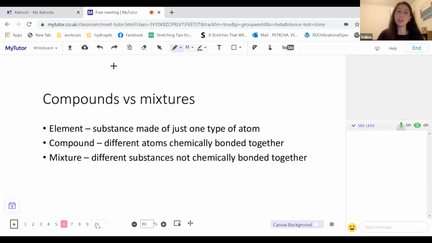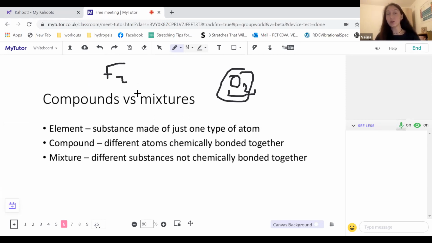So compounds versus mixtures. Firstly, let's just talk about what an element was. An element is a substance that's made up of just one type of atom. So if we had oxygen, O2, although we've got 2 oxygen atoms in our molecule, it is not a compound because it's just one type of atom, which is oxygen. And say, for example, fluorine as well, F2. It's a molecule, but it's just got one type of atom, which is the F.